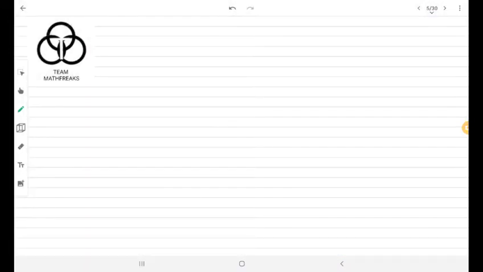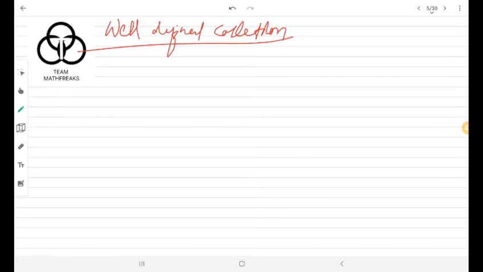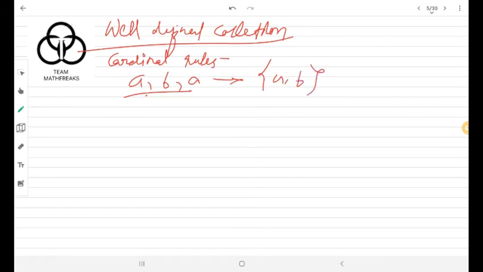What is a set? A set is a well-defined collection of objects. There are some rules in set which I'll call cardinal rules. According to this, if there are repetitions, suppose I am considering the set made up of A, B, A, then I would simply write it as A, comma B. Repetitions are not allowed in a set. It means the elements should be distinct.